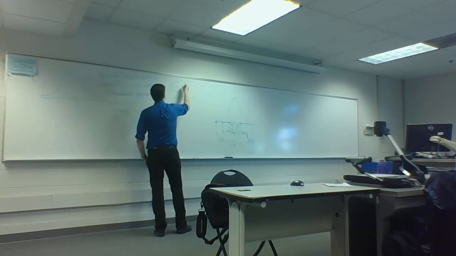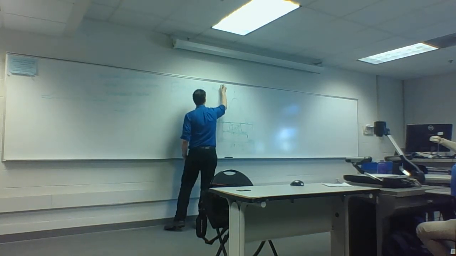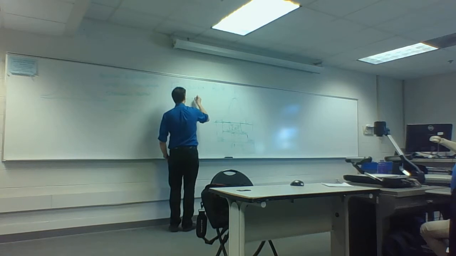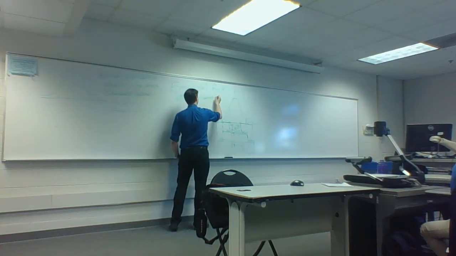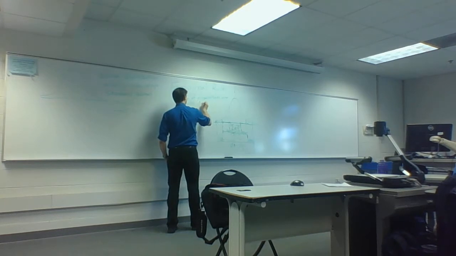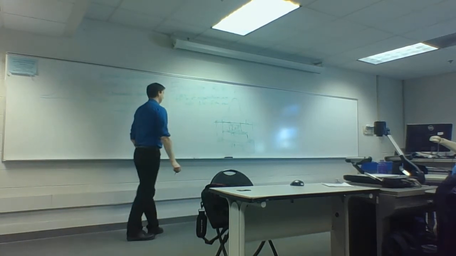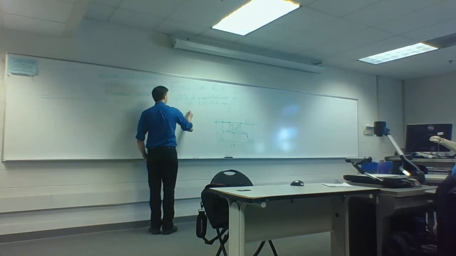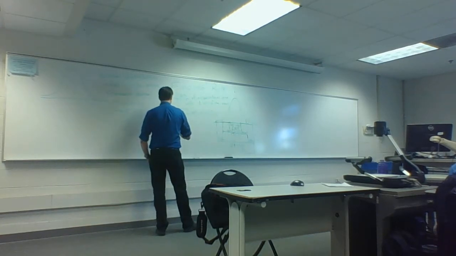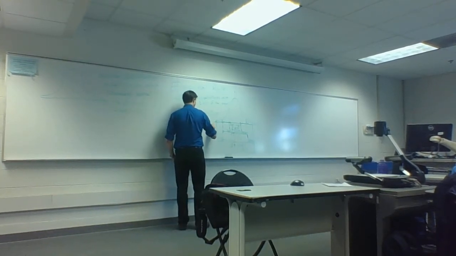This is what's called the empirical rule. 68% of observations are within 1 standard deviation of the mean. 95% are within 2 standard deviations, and 99.7% are within 3 standard deviations.